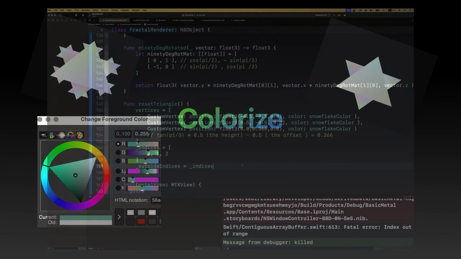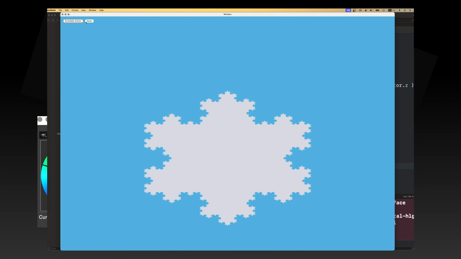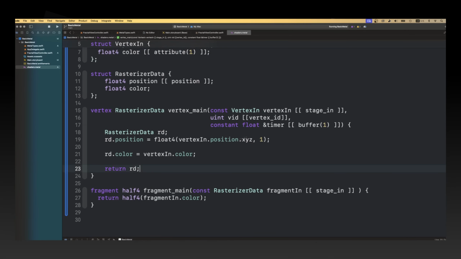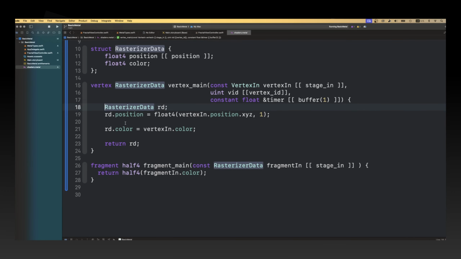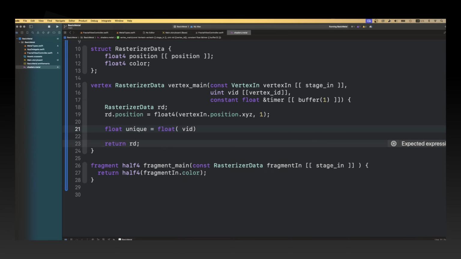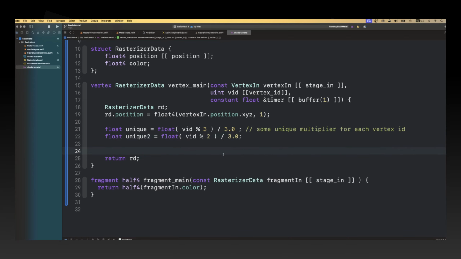Next, let's colorize our triangle. We see that it's just kind of white right now, which is fine, but I want it to look kind of fancy and real. So here's how I'll do it. In the shader function, vertex main, I'm going to add some unique floats. Those floats will be unique for the vertex ID.